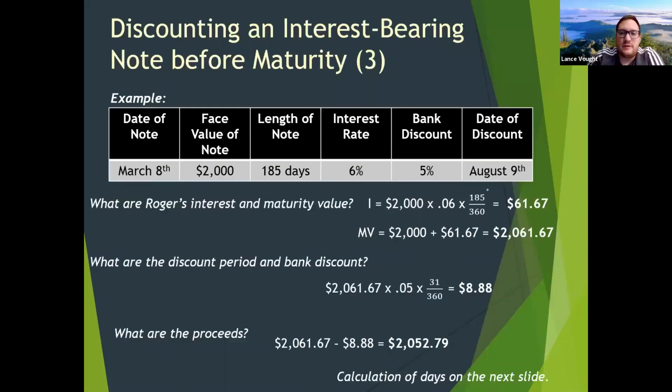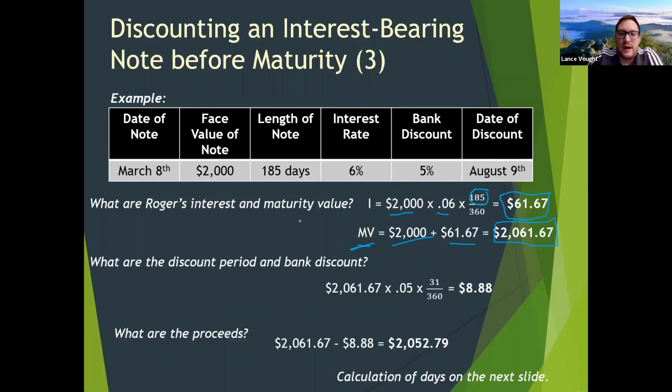So if they're going to pay the whole thing back in 185 days using this traditional simple interest calculation, that would generate them $61 in interest, which would mean that the total they would have to pay back is $2,061.67. That's the maturity value.